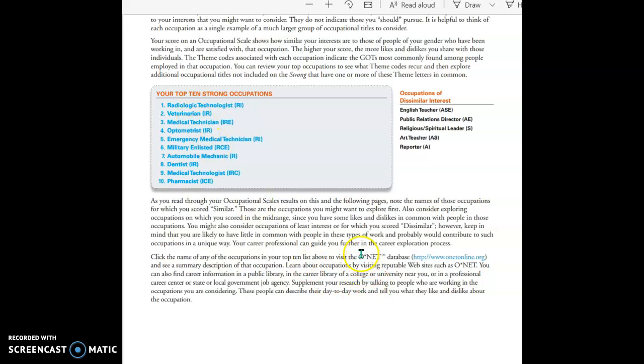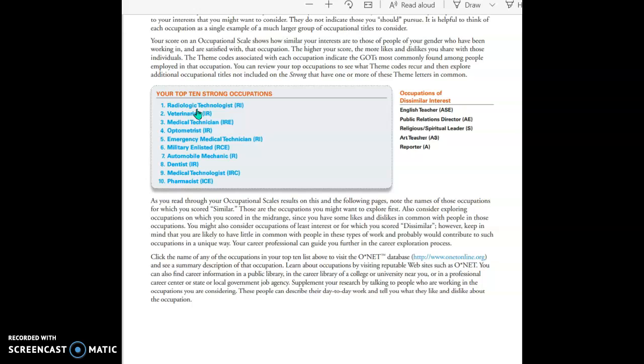It's O*NET. It's a database to which each of these occupations is linked, and you will be able to learn about each of those careers, information such as typical job duties, pay, educational requirements. And so I would definitely encourage you to look at those categories, click on them, and further explore each of the occupations listed here.